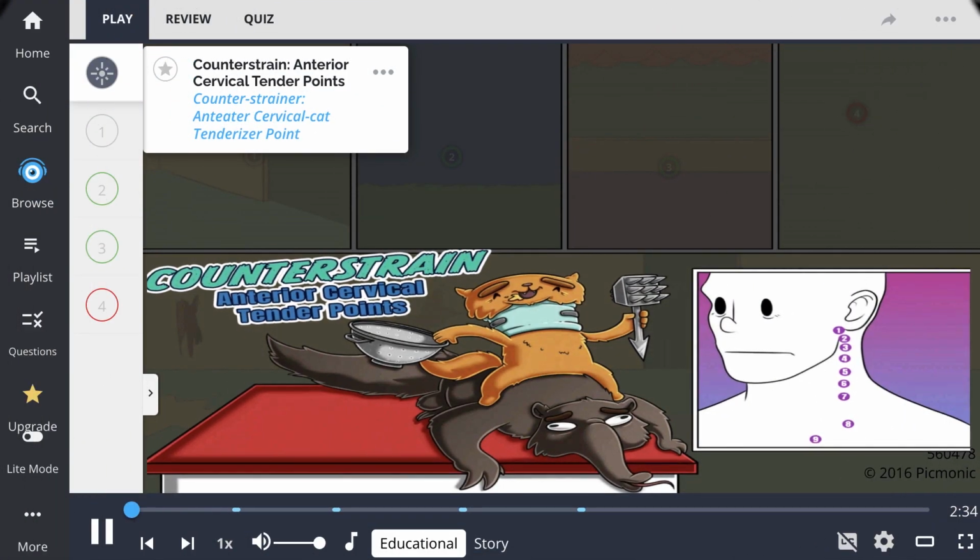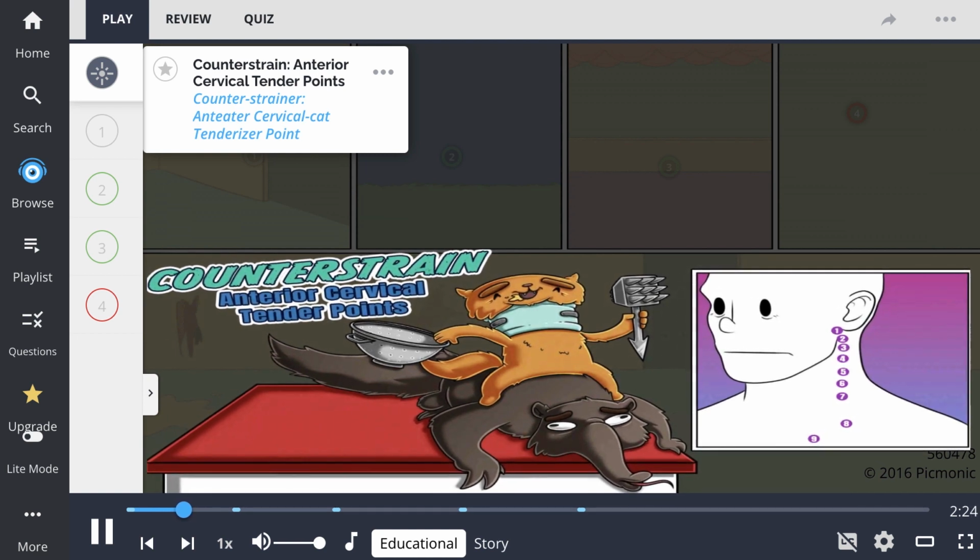Today's Picmonic will be all about counterstrain of the anterior cervical tender points, illustrated by our cervical cat riding an anteater on the counter and holding a strainer and a tenderizer point. Tender points are edematous, non-radiating, tender to the touch, and can be used to identify somatic dysfunction.